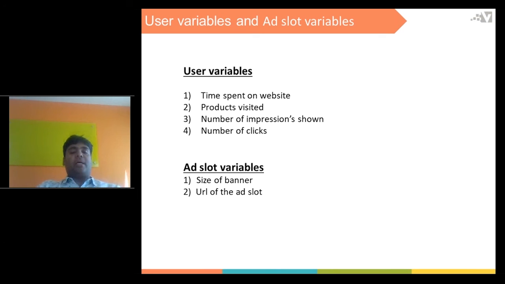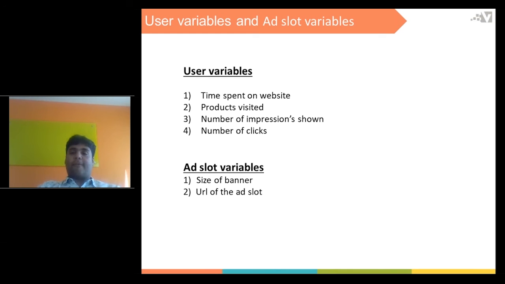And URL of the ad slot is, for example, another variable. Like, say, people on Times of India click more than NDTV. Don't know, just putting it out. But yeah, the URL is also one of the variables, and there are many such variables. I'm not listing all of them down, but this is just to give a glimpse of how the variables will look. Okay.